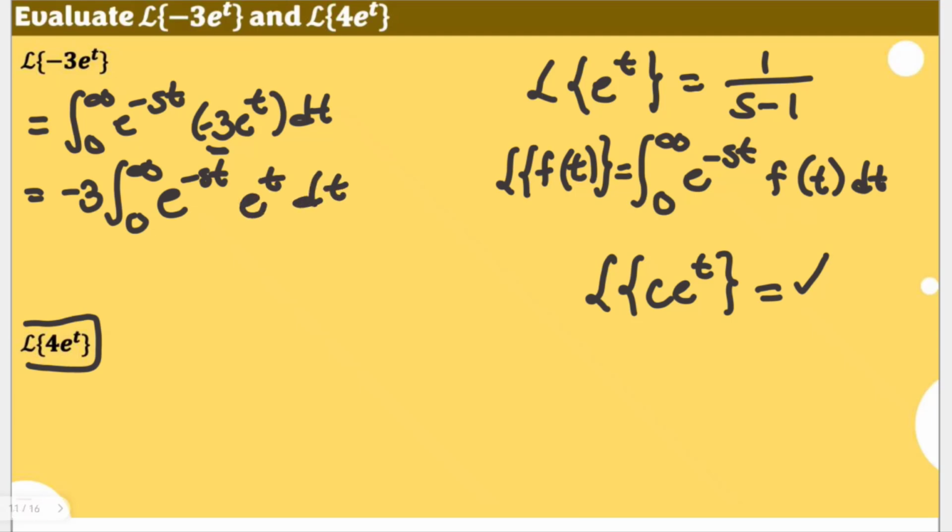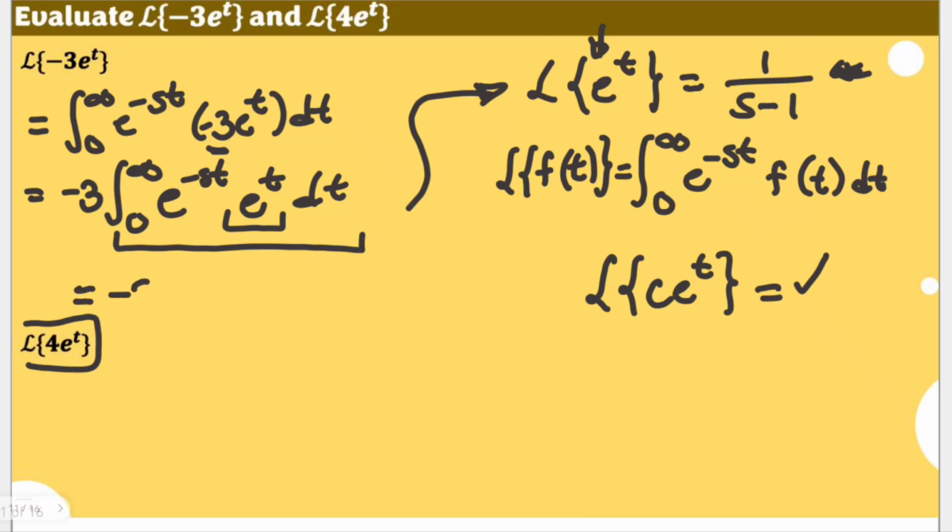As you can see, this form was actually identified already in the previous video. This is the form for the Laplace transform of e to the power of t, because this is your f of t here, and it is already identified as 1 over s minus 1. If you're not convinced with that, please check the previous video. Since this is already identified, we will have negative 3 times the Laplace transform of this.